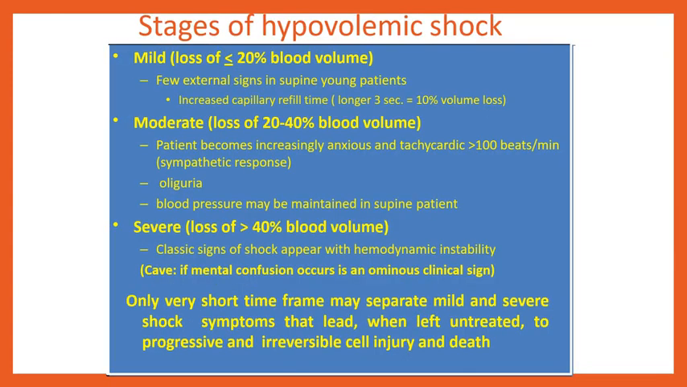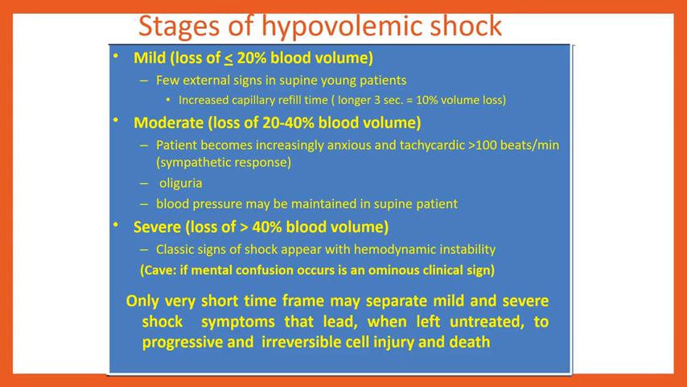The stages of hypovolemic shock are mild, moderate and severe. Mild is when the loss of blood volume is less than or equal to 20%. In this there will be few external signs in supine young patients and there will be increased capillary refill time. And moderate is loss of 20 to 40% of blood volume. In this the patient becomes increasingly anxious and tachycardia will be present, which will be more than 100 beats per minute.